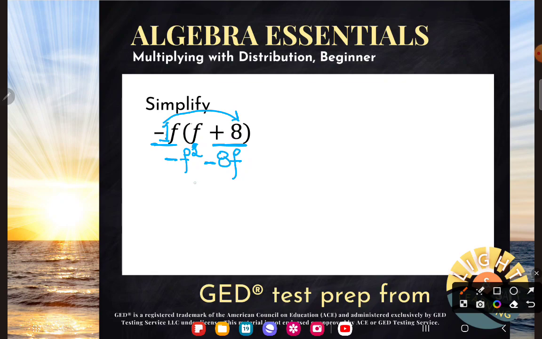These can't combine. I can't subtract any further because this is an f squared term and this is just a plain old f term. Check. Time to go drink tea.